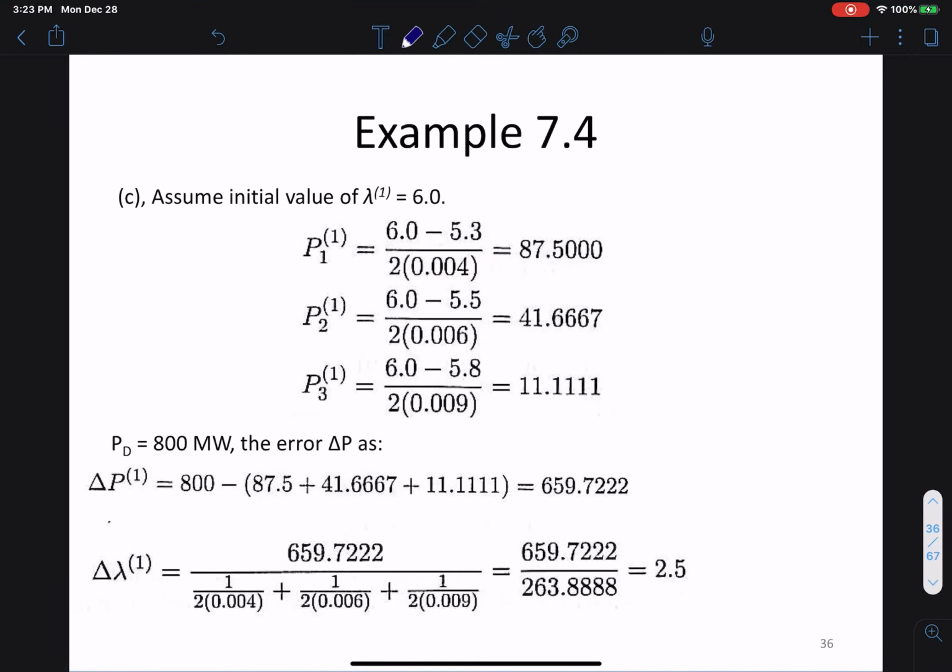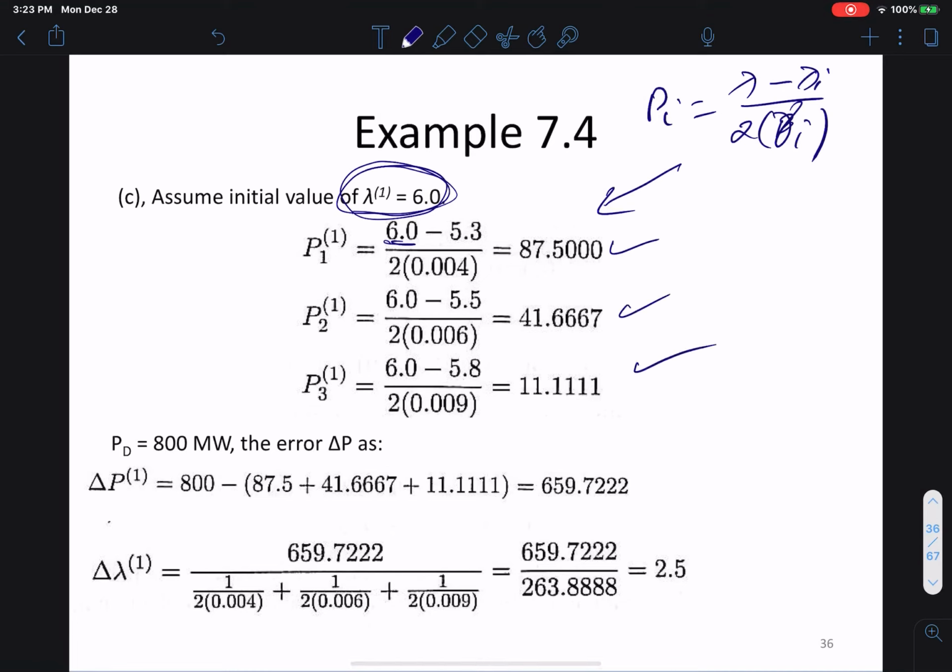Okay. Now, for the gradient or iterative method. So here's the thing. You know P1, P2, and P3, you know all those equations over here. So P i over here is lambda minus beta i over 2 times gamma i. If I put into that equation my initial estimate, this is my assumption, 6 over here, I can find the P1, P2, P3 generation from power plant 1, 2, 3. But if I try to match with my demand of 800 megawatts, I see that I'm way off. That means my lambda is not there yet.